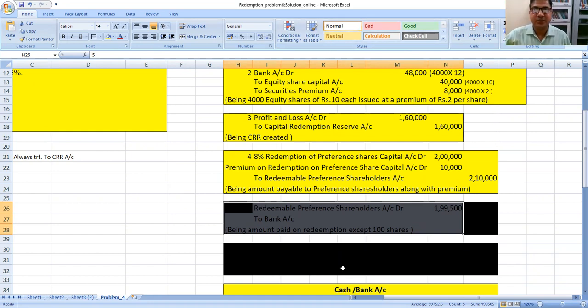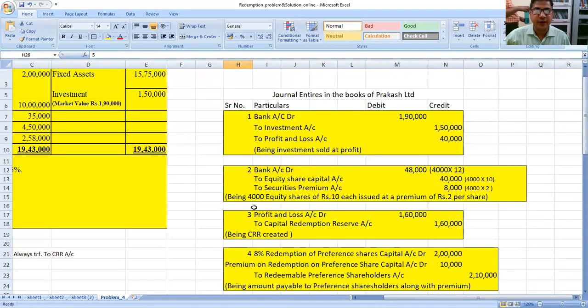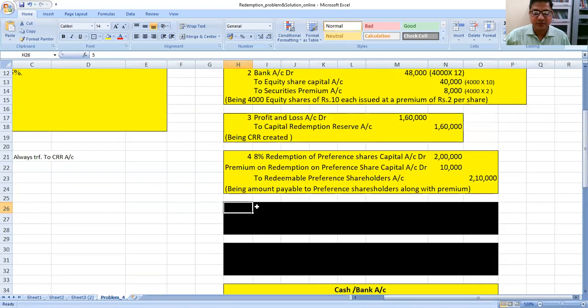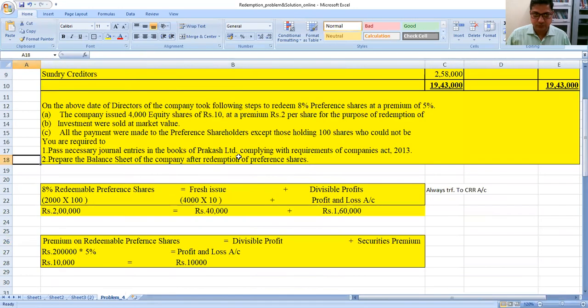And we have to pass the entry about the payment that we will do afterwards, but you should know about these 4 entries. Now C number information is there.